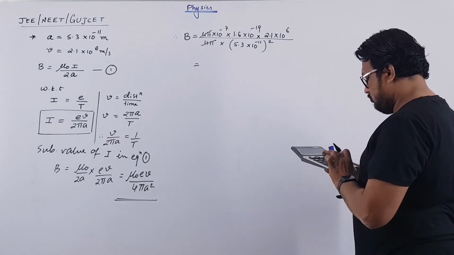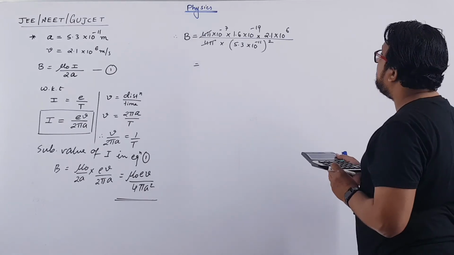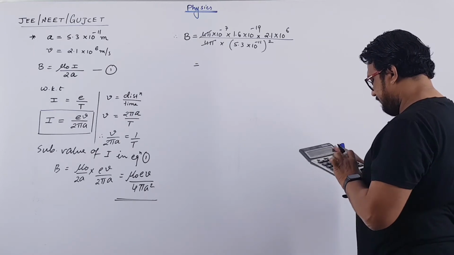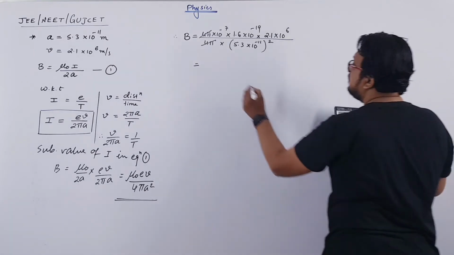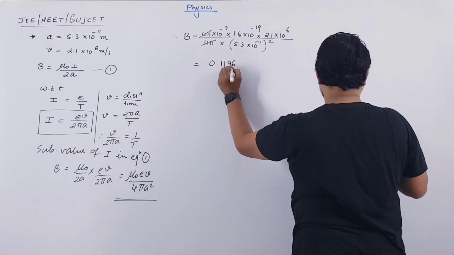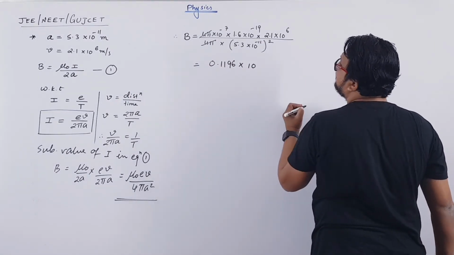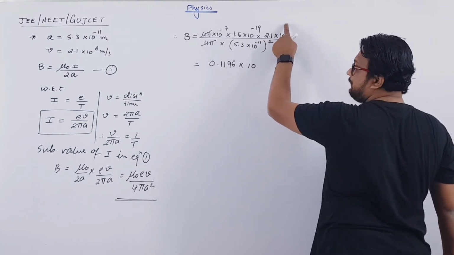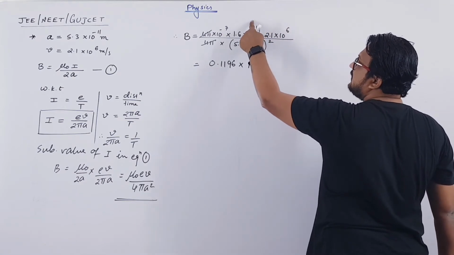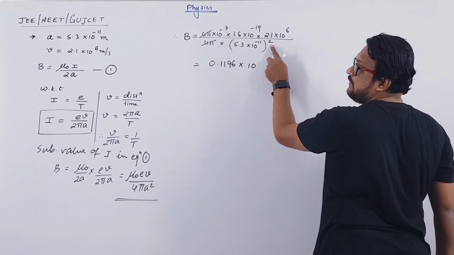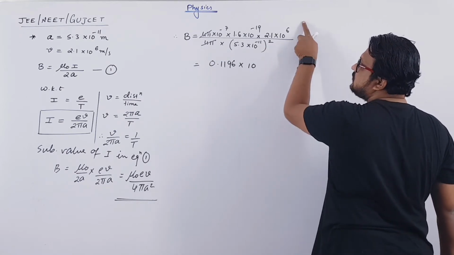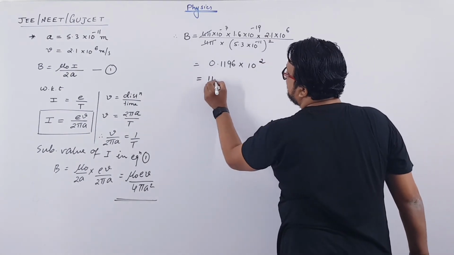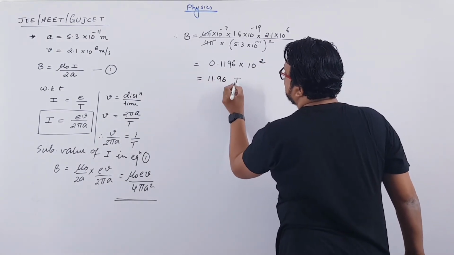1.6 into 2.1 will be equal to 3.36, divide by 5.3 will give you 0.1196 into 10 to the power. Look, minus 7 plus 6 is minus 1. Minus 1 minus 19 is minus 20, and 11 into 2 is 22. Minus 22 will move up, so plus 22, and this is minus 20, so 10 to the power 2, or you can write 11.96 Tesla.